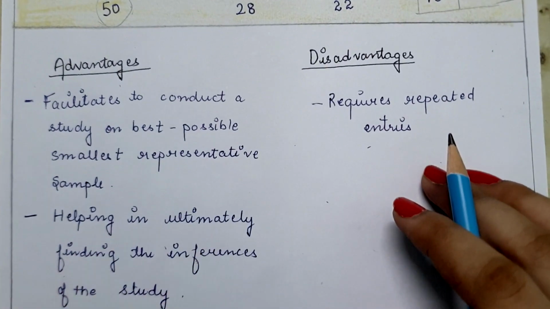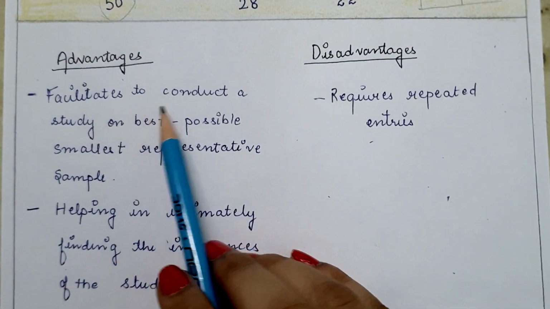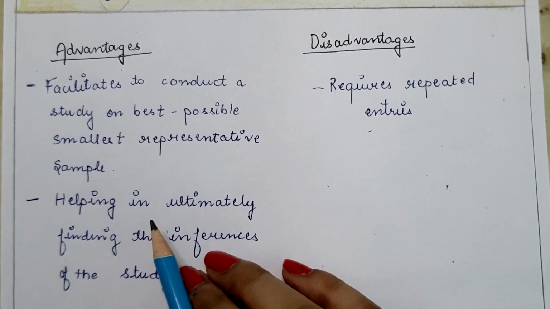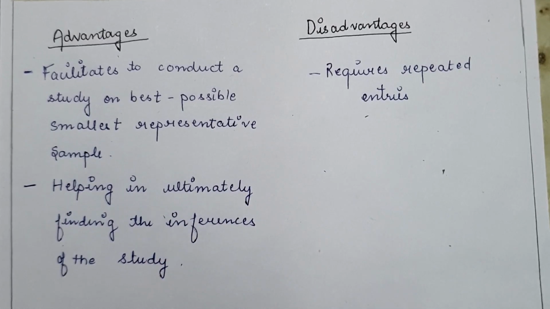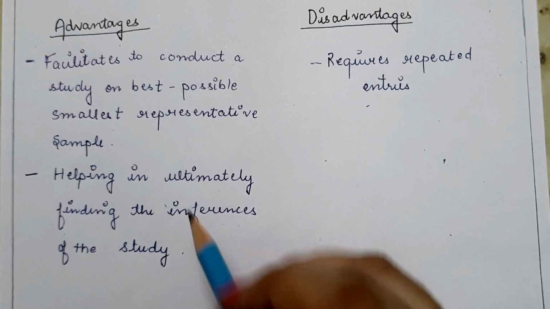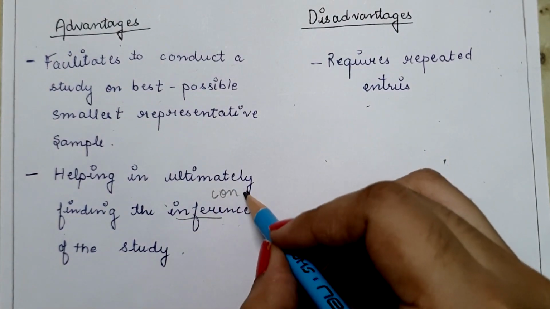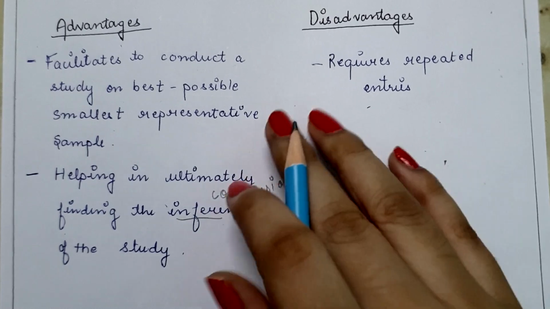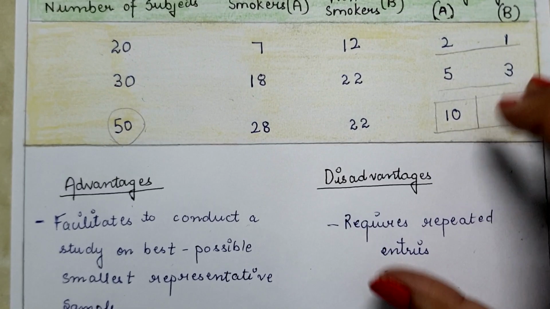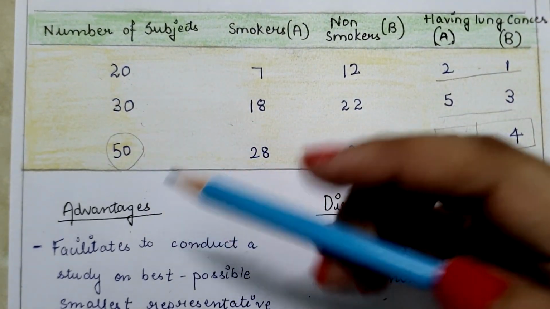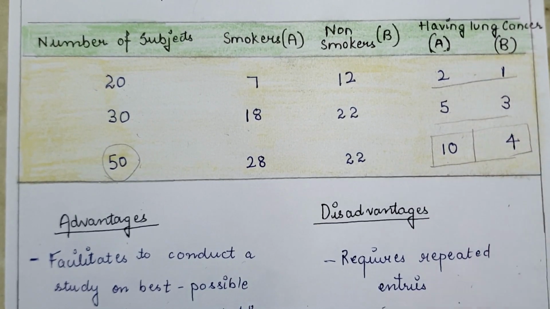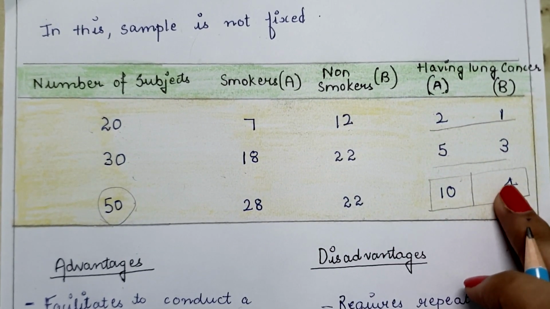Next are the advantages of sequential sampling. It facilitates conducting the study on the best possible smallest representative sample. Means the study is conducted on the smallest representative sample and helps in ultimately finding the inferences or the conclusion of the study. Next is disadvantages. It requires repeated entries, as repeated addition of subjects is needed until the desired conclusion is obtained. So that's all about the probability sampling techniques.